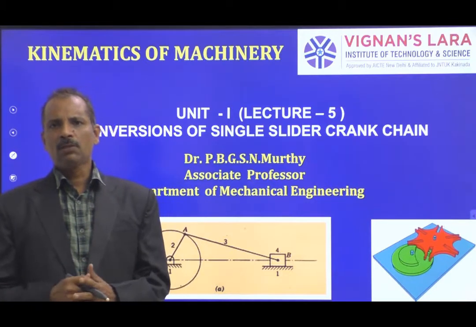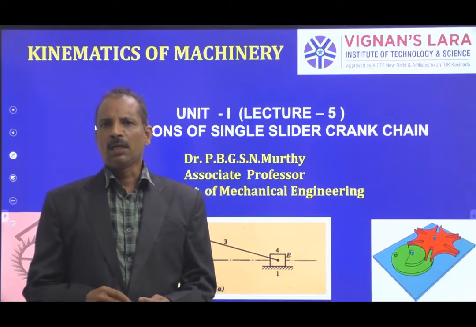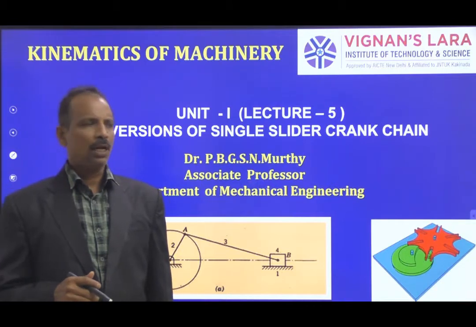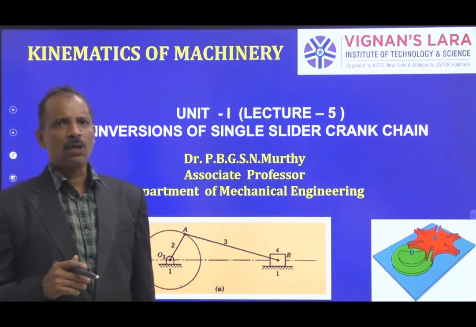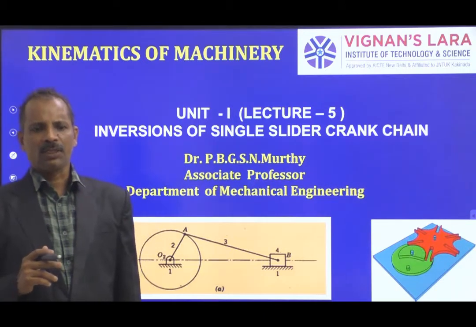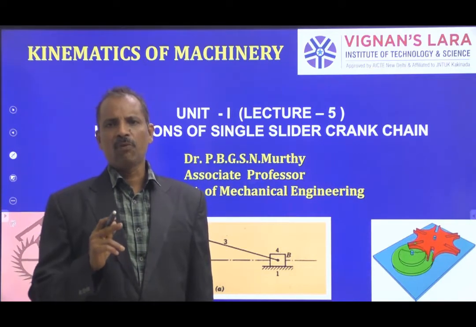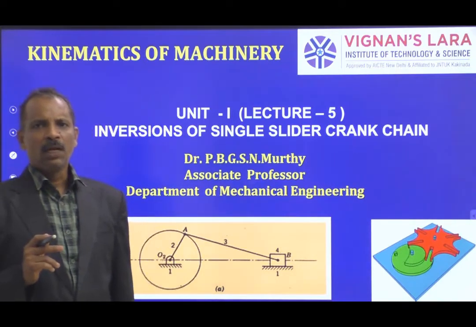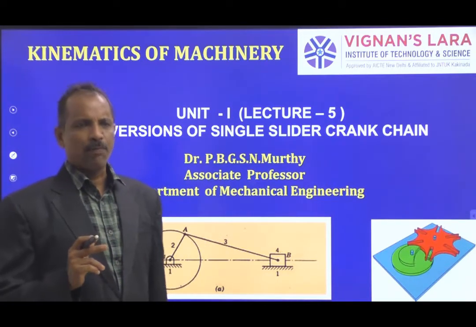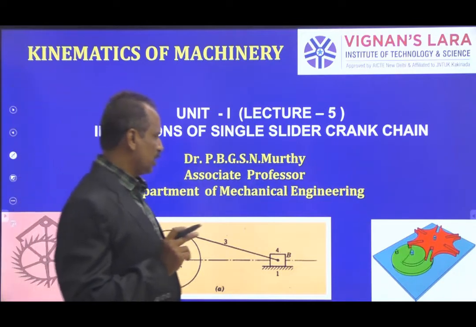We have also discussed Grashof's and Grubler's criteria in the earlier classes, and in today's lecture our focus is on inversions of the single slider crank chain. It is a 4-bar kinematic chain, or it consists of 4 links. Out of these 4 links, one is a sliding pair. So this is the inversions of single slider crank chain.